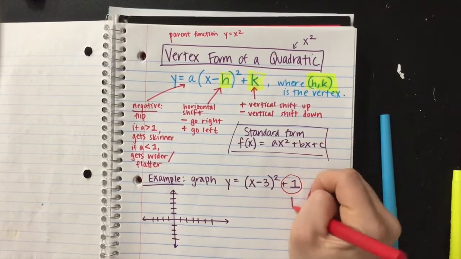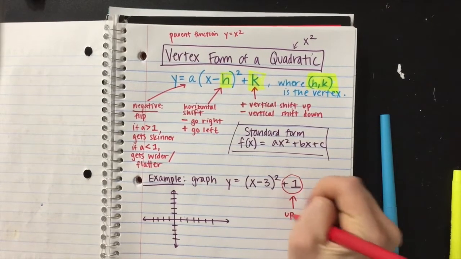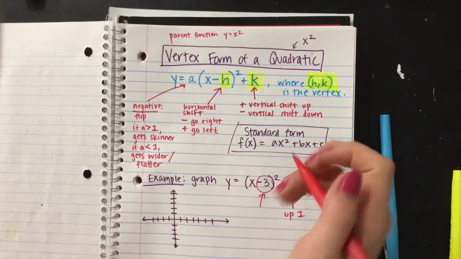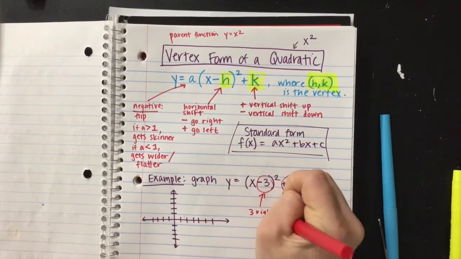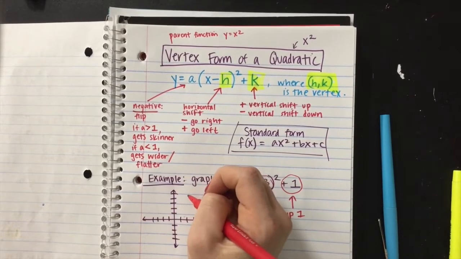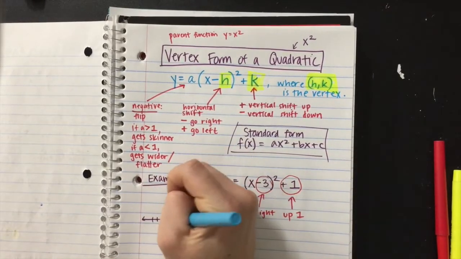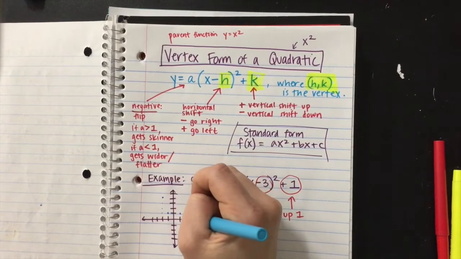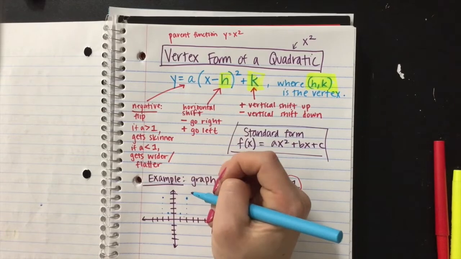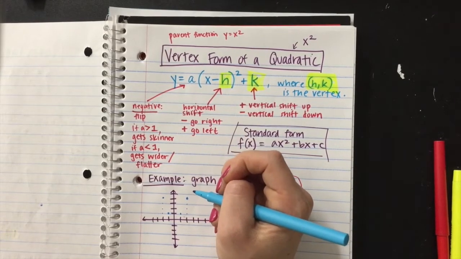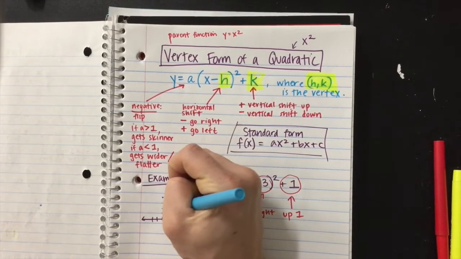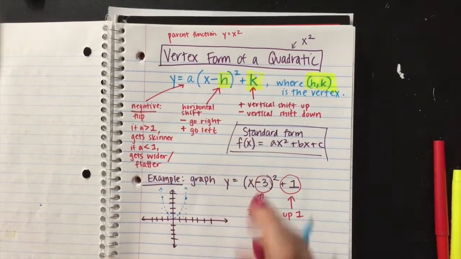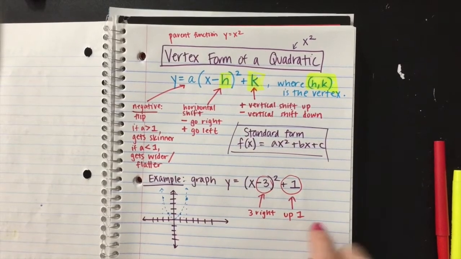This plus 1, it's plus, so we're going up 1, and this negative 3 is a negative, so go here. Negative means go right, so we're going 3 right. So we would start with our parent parabola, which just looks like this. There's a poster in the class on the right side of the class that has all these points on there. This is the parent parabola. That's the normal one. And we're going to move everything 3 to the right and up 1.